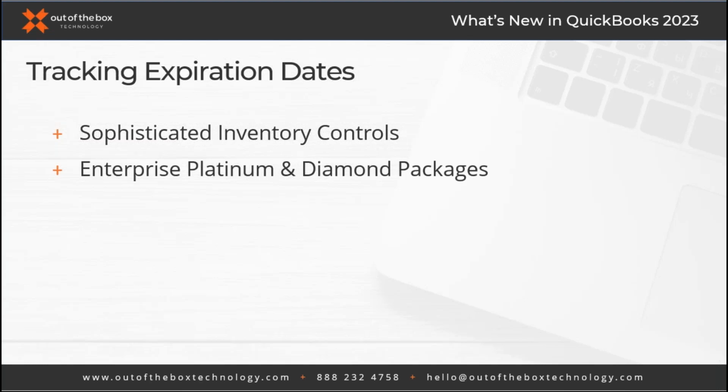The next area is tracking expiration dates. If you want sophisticated inventory controls, the new enterprise date tracking feature is what you've been waiting for. It's part of the Enterprise Platinum and Diamond package. Users will be able to manage inventory more effectively using expiration dates.